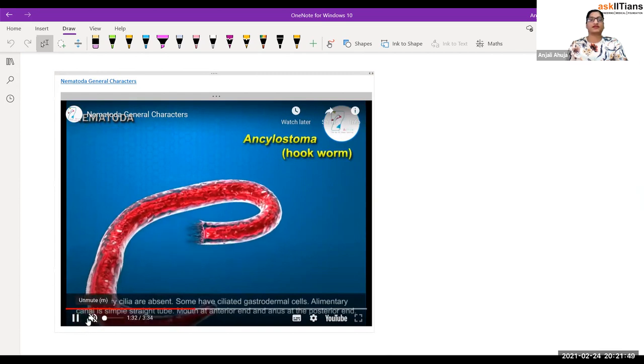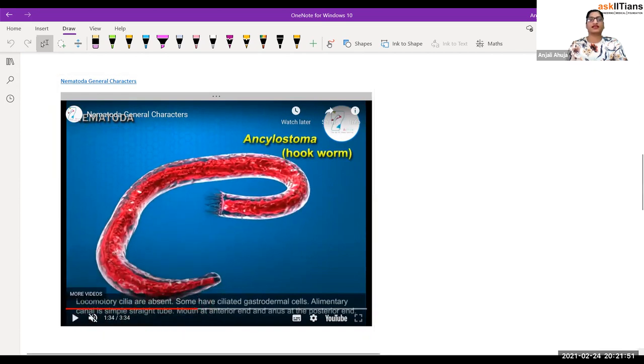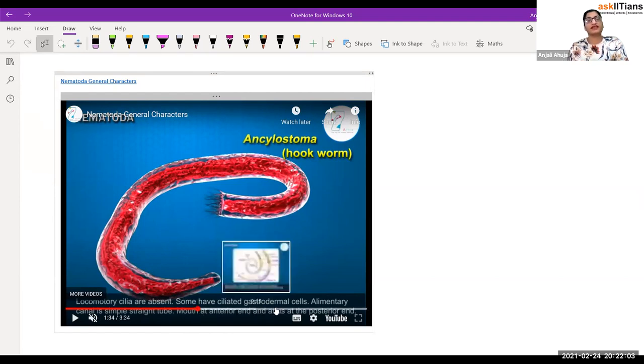Locomotory cilia are absent. Some have cilia at the gastrodermal cells. Guys, again, in this video you will see the information is too much. You don't have to learn all of them. But cilia is a cell organelle which helps in cell movement. So that's what they are saying, that locomotory cilia are absent, but some of them have ciliated gastrodermal cells, in the cells of their gastric digestive cavity.